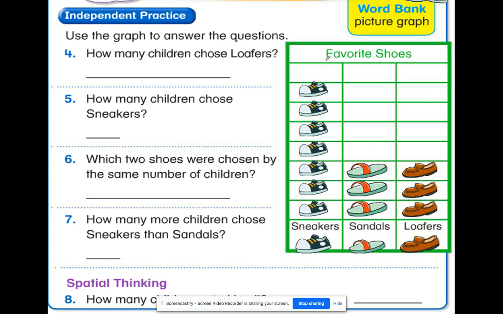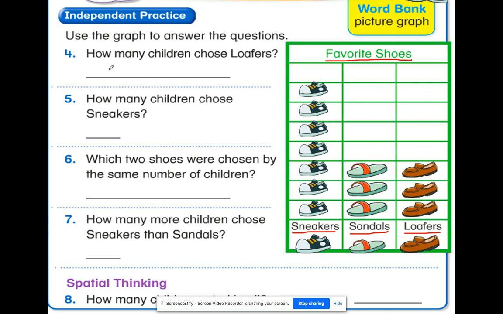The title of this graph is Favorite Shoes. So children voted for their favorite type of shoe. Looking at the different categories, we have sneakers, sandals, and loafers, which is just slip-on shoes. So let's answer our questions.